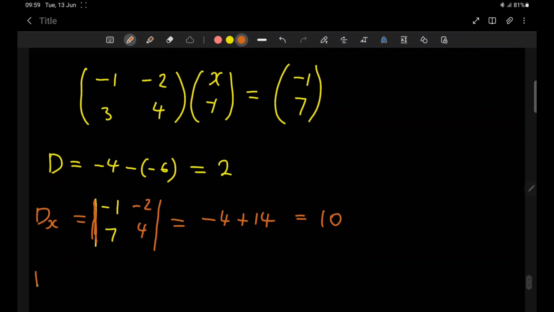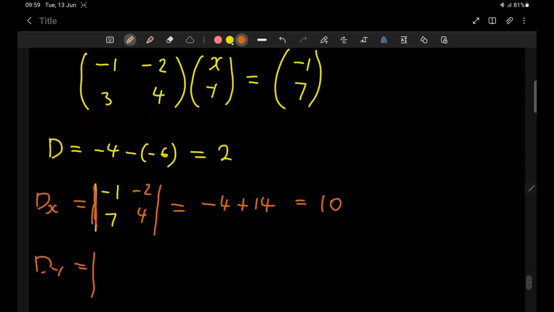Then we also look for the determinant with reference to y. So this time around we replace the second column. So here we'll have negative 1 and 3, then on the second column we place the solutions, negative 1 and 7. Then we solve it. Negative 1 by 7 will give us negative 7. Negative 1 by 3 will have a positive 3 due to the negative when we subtract. So negative 7 plus 3 will give us negative 4.